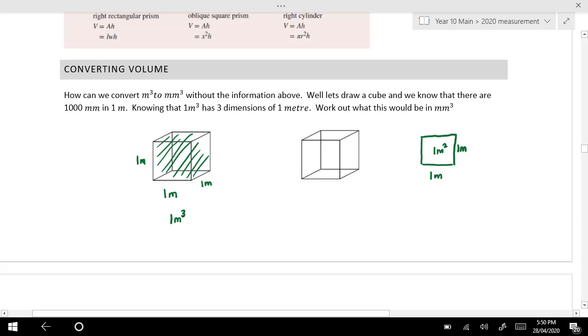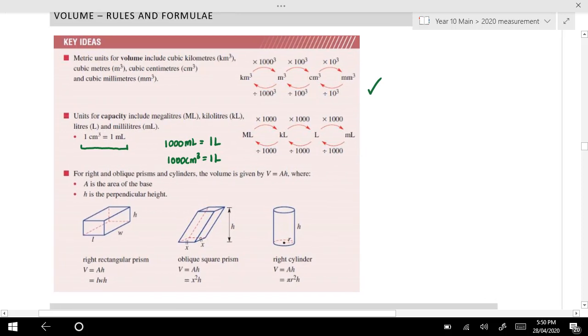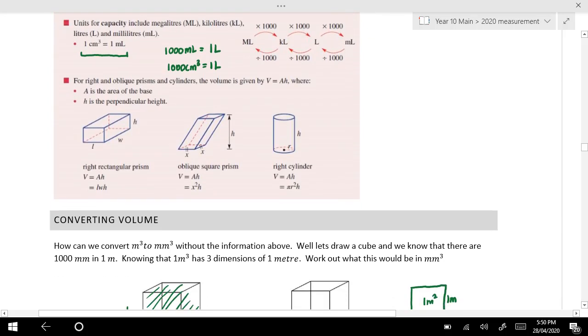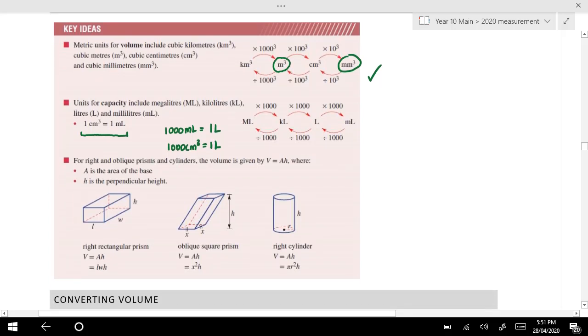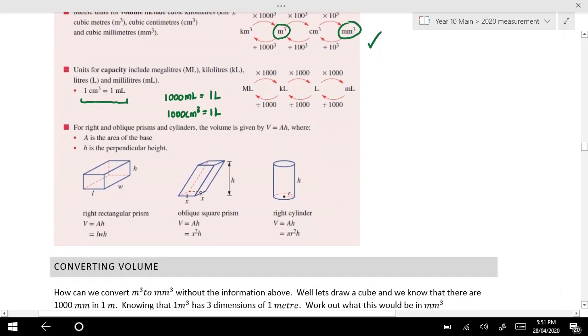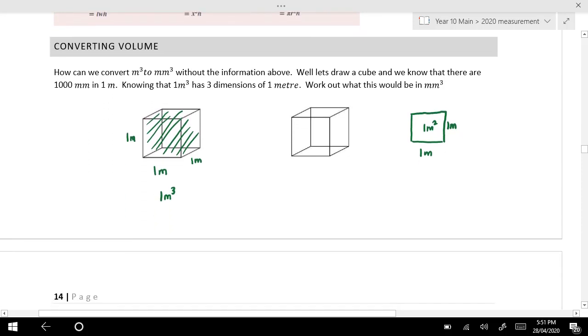Now, how do we do a conversion without using the table up here? If I want to get to meters cubed, and in this case we're going to do millimeters cubed, then I've got to multiply by 100 cubed and then multiply by 10 cubed, which is an incredibly big number. But let's see how we can do it without that conversion table.